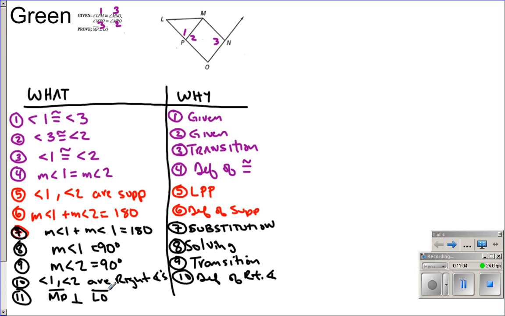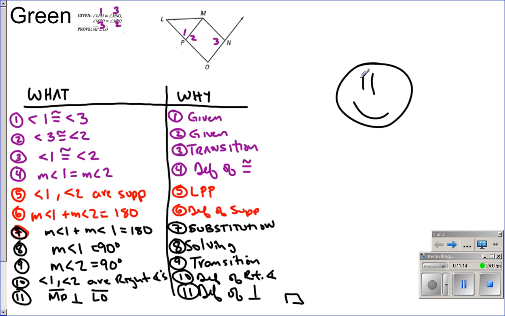So I hope this helped. I hope you guys are studying hard. This is a great problem to look at and evaluate and really think about, looking forward to our test tomorrow. Hint, hint, nudge, nudge. Again, think about the 3 big steps here.